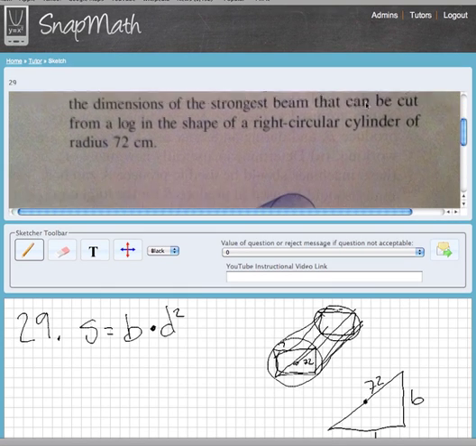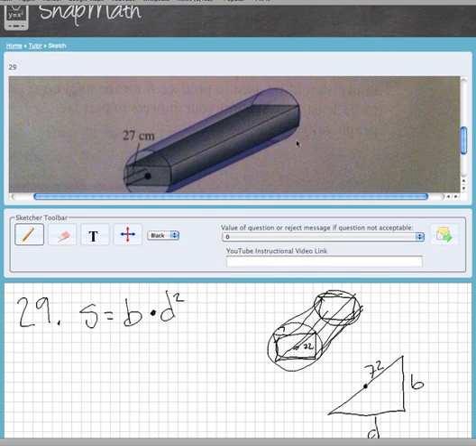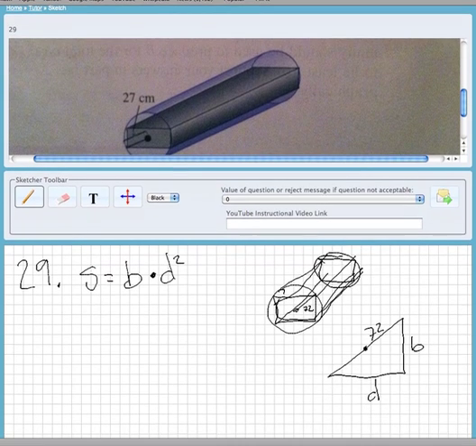So we're looking at this cylinder right here. And it says that the radius of the cylinder is going to be 72. So I'm assuming that this picture is a typo right here and they just switched up the numbers. So what the question says is that the strength is jointly proportional to the breadth and the depth squared, the square depth of this beam right here.